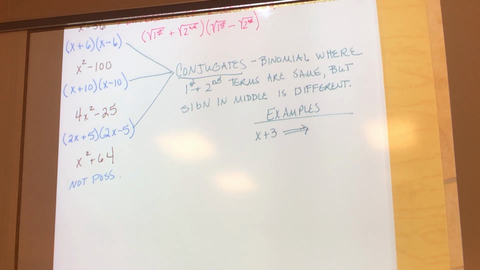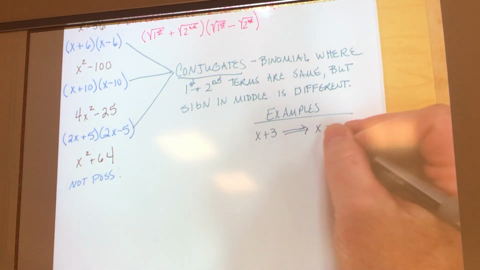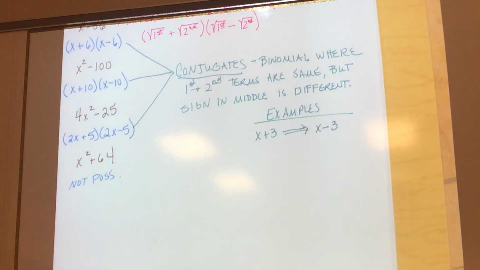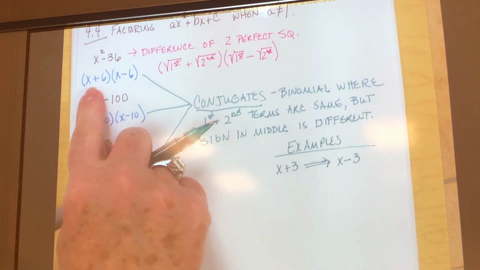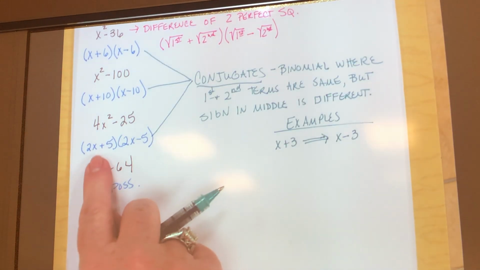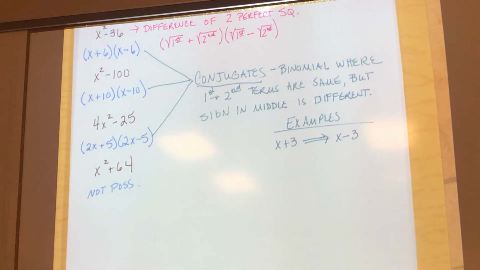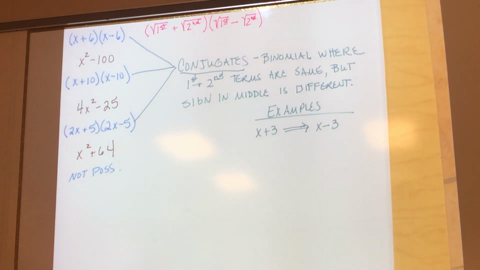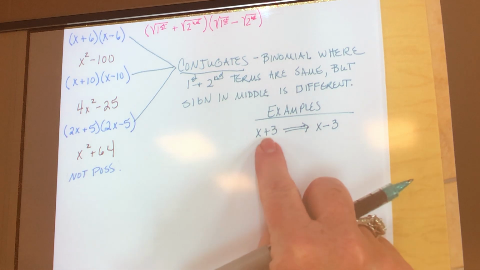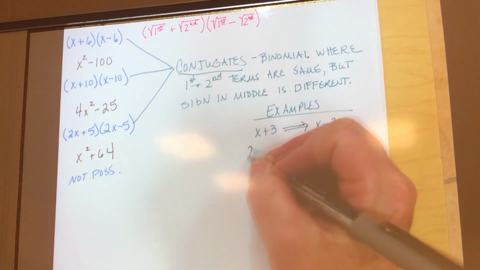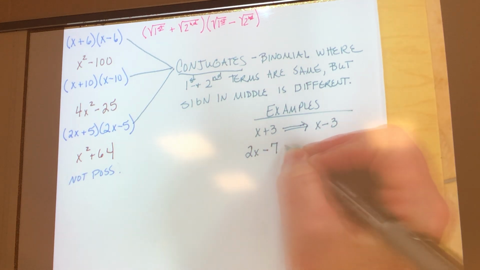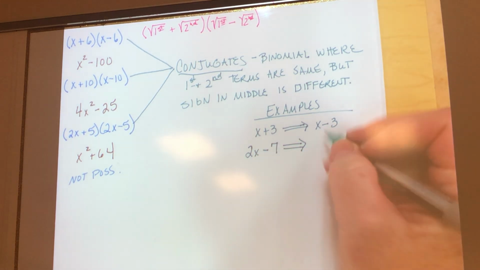You have to have everything. X minus 3. Oh, we're just flipping it? Yep, that's all. Look at these conjugates. X plus 10, X minus 10. X plus 6, X minus 6. 2X plus 5, 2X minus 5. We're just writing conjugates. So X plus 3, what's its conjugate? X minus 3. What about 2X minus 7? What's its conjugate? 2X plus 7.